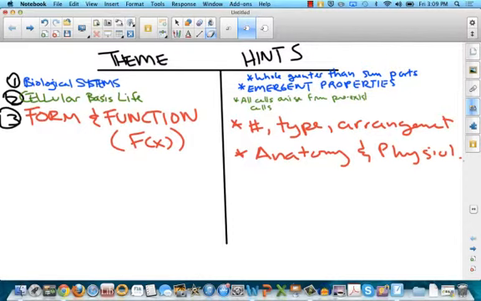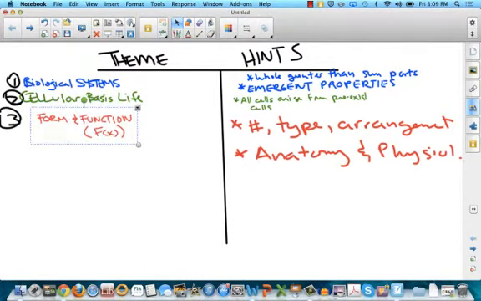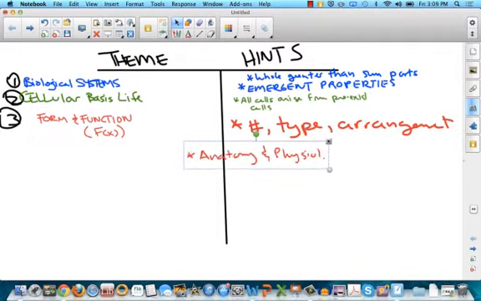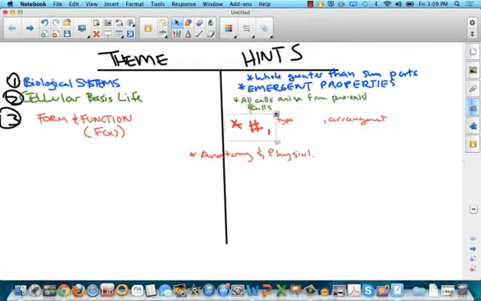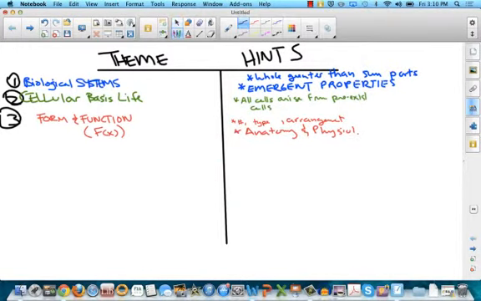So that brings us to our fourth, I'm shrinking, sorry, shrinky dink. Gotta make enough room. Number, type, and arrangement, anatomy and physiology. Fourth theme. Reproduction and inheritance.